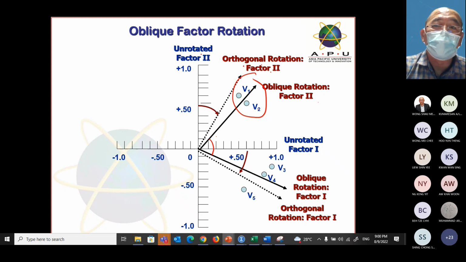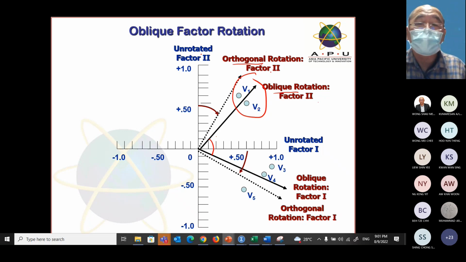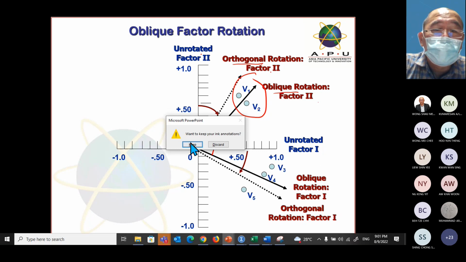The dotted line means orthogonal. The solid line represents the oblique rotation. So for this case, not much difference. Either method you use, V1 and V2 still belong to factor 2, and V3, V4, V5 still belong to factor 1. But again, different data, different outcome, different output. If no question, we see next.